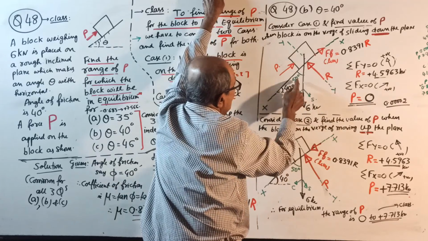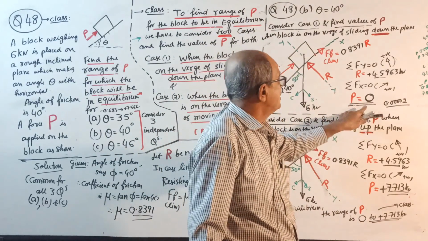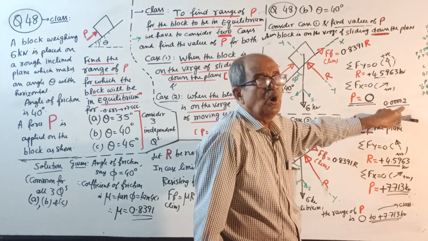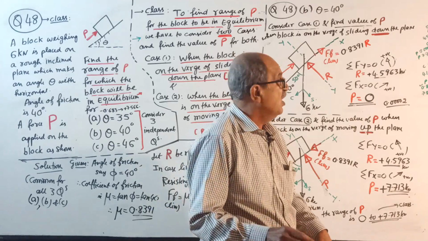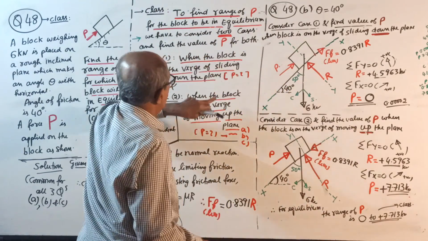Minus 6 cos 50 equal to 0. Your P will come 0. Actually 0 will not come. In the calculator I got 0.00002, because tan 40 is not 0.83.